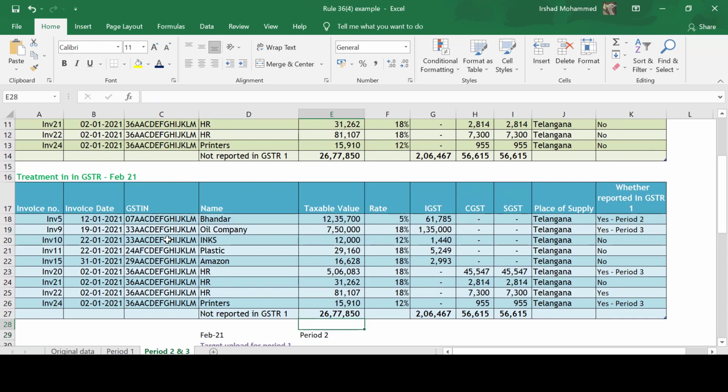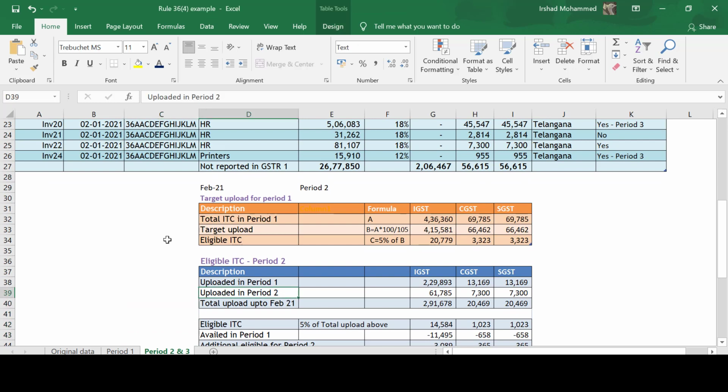That is, we have to reconcile our 2A and 2B to find out which invoices pertaining to period 1 were reported in period 2. For example, in our case, you can see this invoice number 5. Only one invoice, sorry. So in our case, invoice number 5 is uploaded for period number 2.